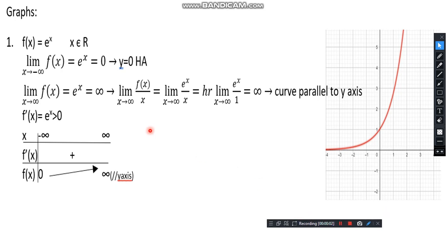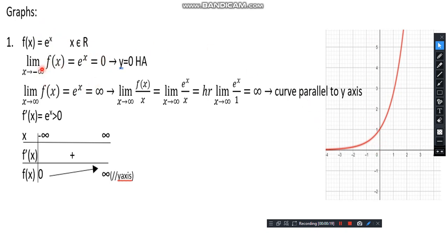Hi students, now we're going to do the last video about graph. Suppose you want to graph y equals e^x. You all know x belongs to R. We don't have impossible values here. e^x is always positive, so this curve must be above the x-axis.